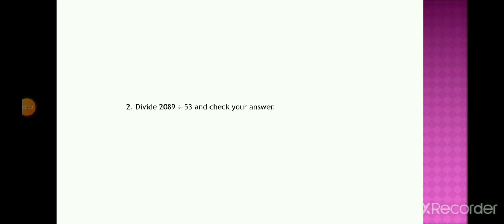Next problem. Divide 2089 by 53 and check your answer. Dividend 2089, divisor 53. So now also we do not know the 53 table, so we are going to use estimating the quotient.